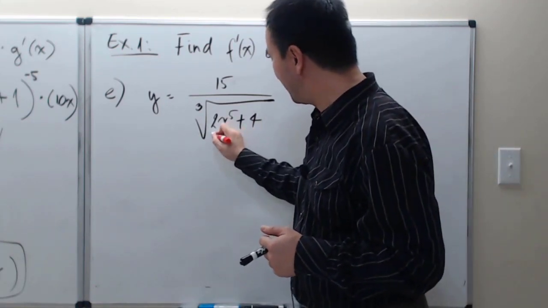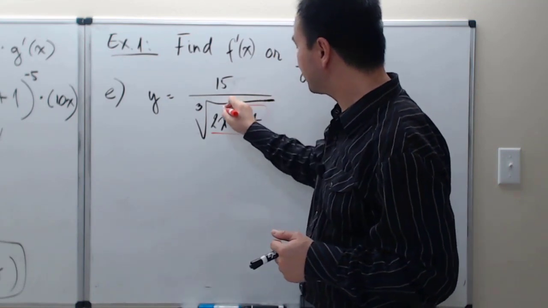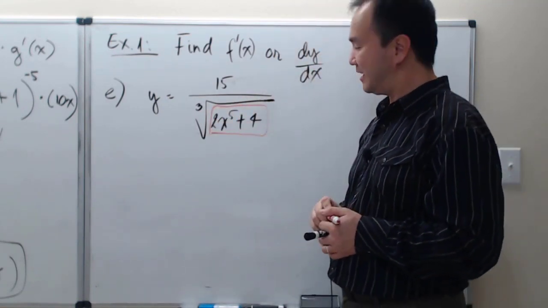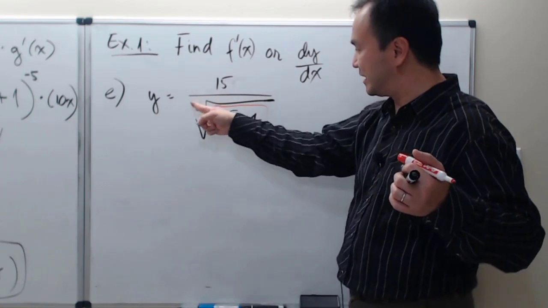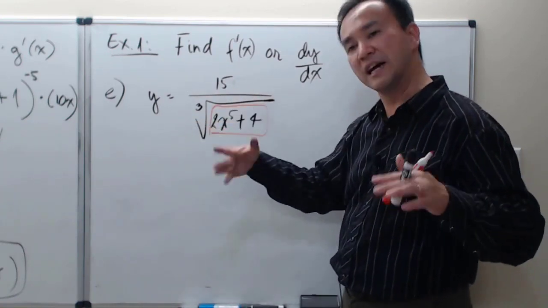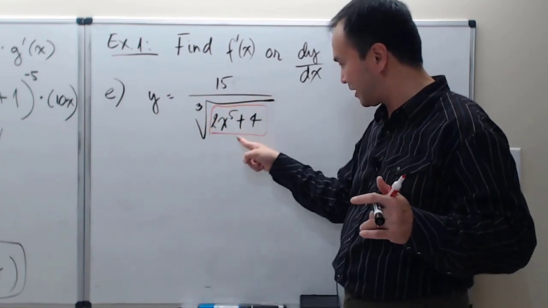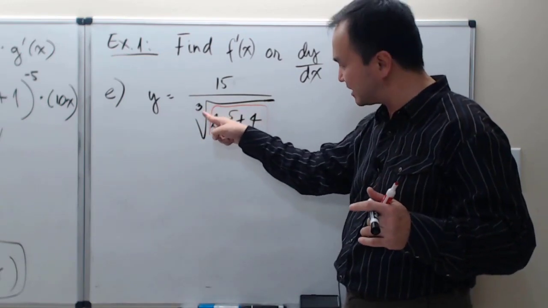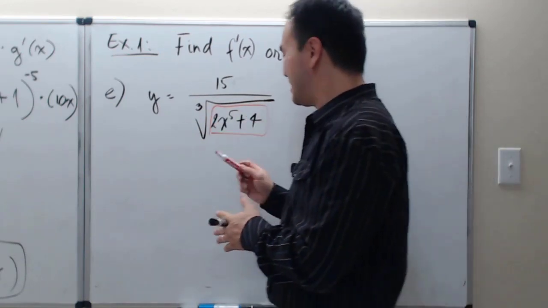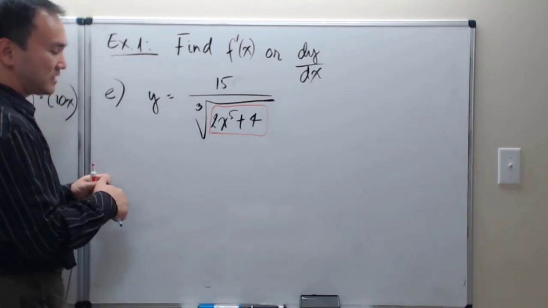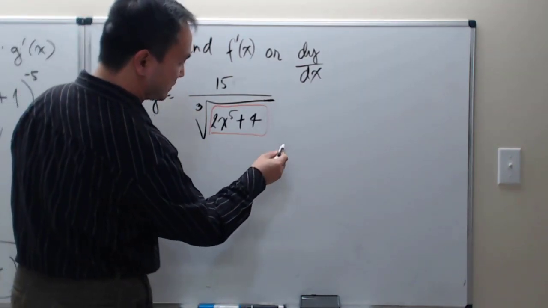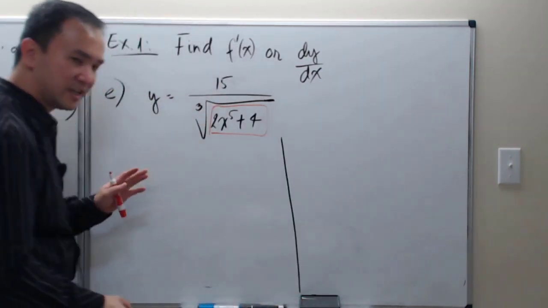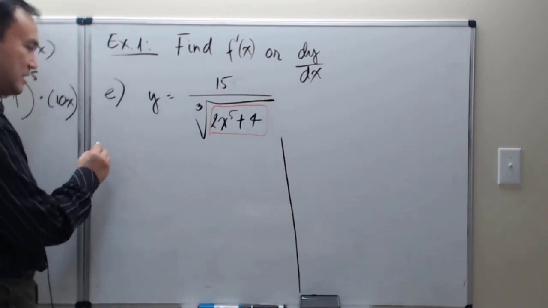But now I am going to choose this part right here. There could be people out there choosing the entire denominator to be a u, that's fine too, but I decide to choose just the part inside of my cube root. And once again, this is another problem where the solution is presented in two different styles of notation.